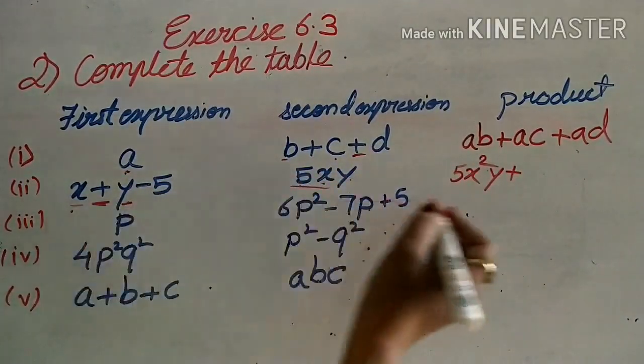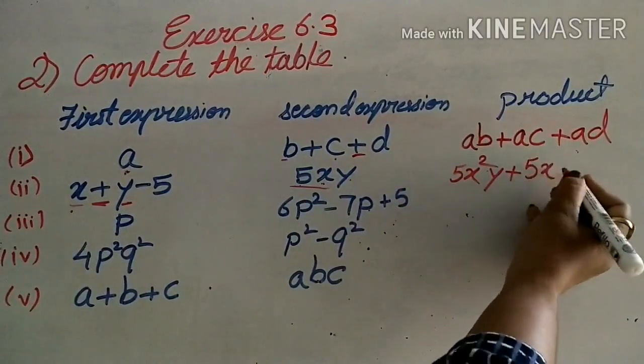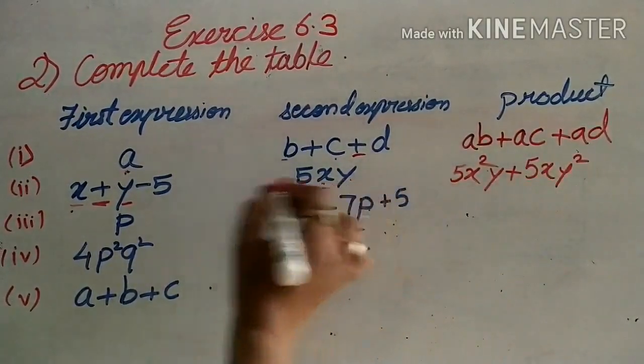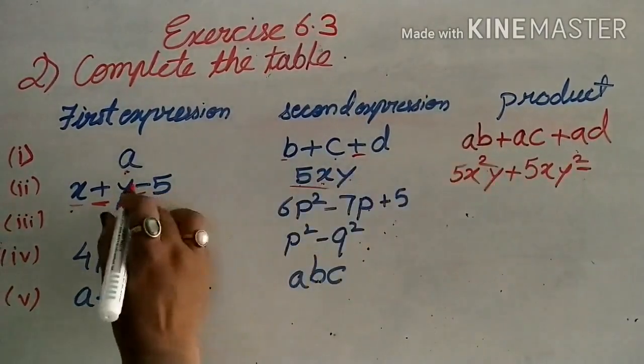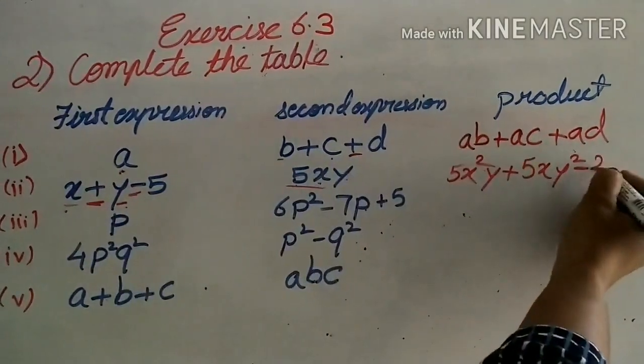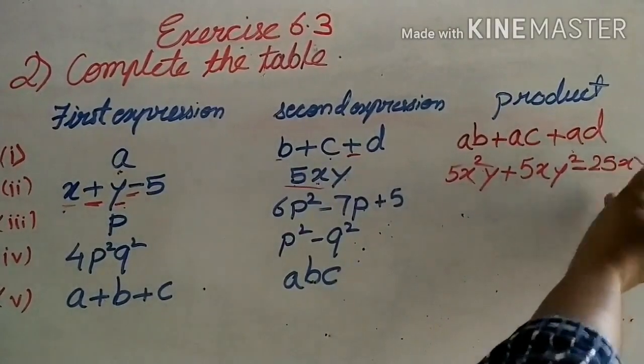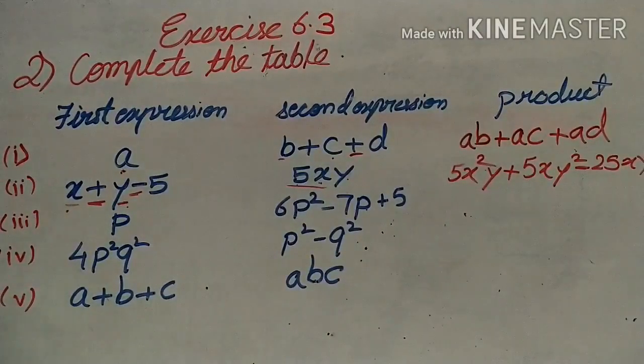5xy into y means 5x y square, because y into y is y square. Next, this minus sign here, minus 5 into 5, 25 xy here. This is the answer of the second one.